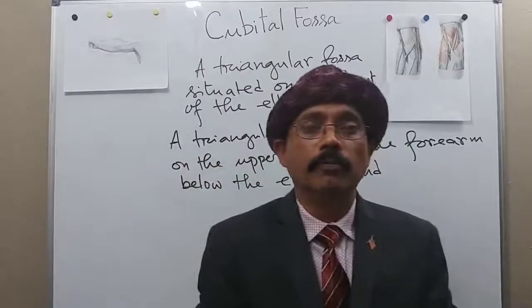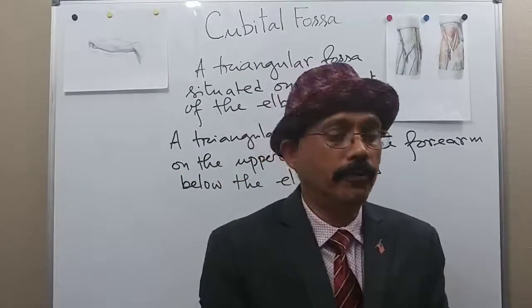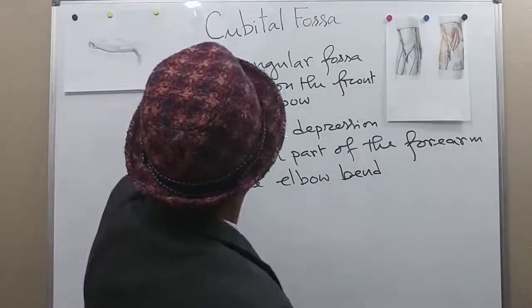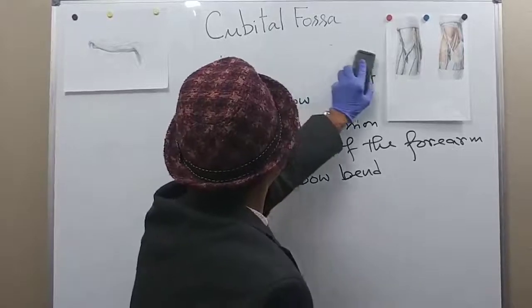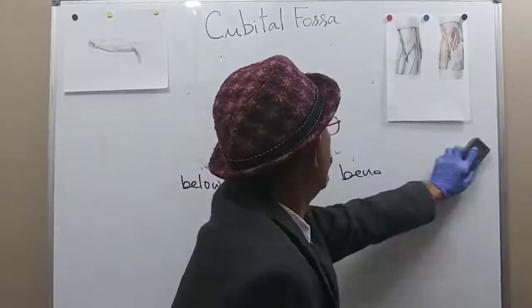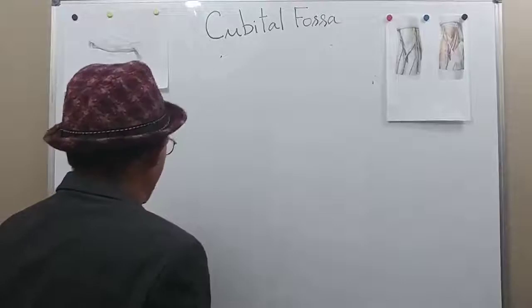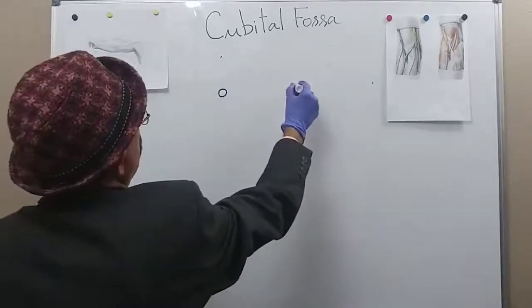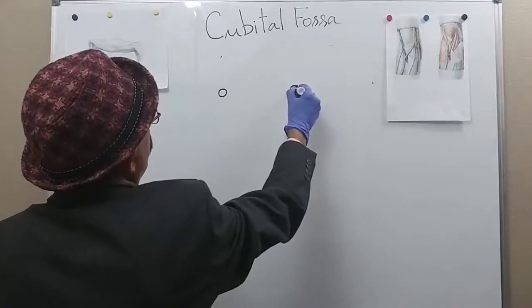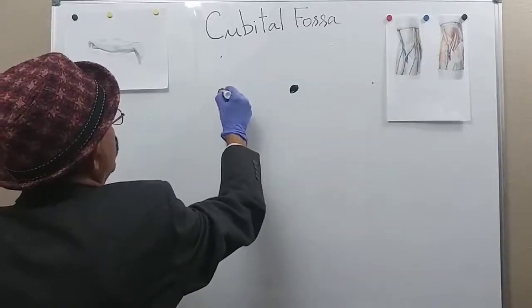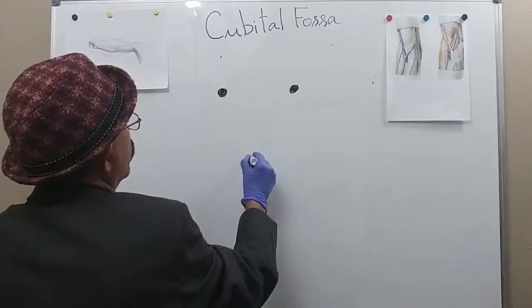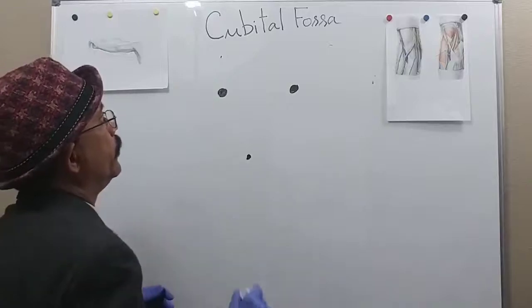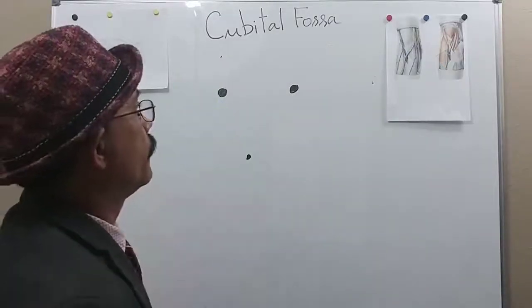Then we'll go to the boundaries of the cubital fossa. This is the fossa that is triangular. Okay, so we'll find out the boundaries. So we'll make the point of the fossa here, one, another one here, and this is one. Okay, so these 3 points will connect, then we'll get a cubital fossa.